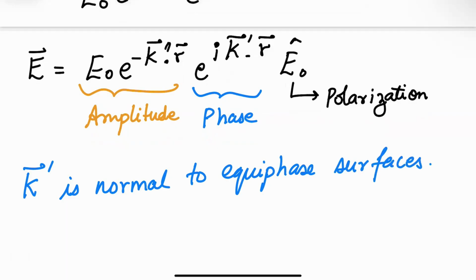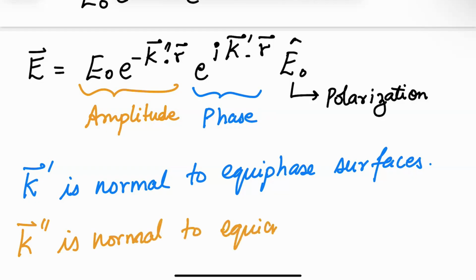Right? Because you take the gradient of this, or you can take the gradient of the whole thing, and that is along k prime. If you take the gradient of the amplitude term, that gives you k double prime, right? k double prime is normal to equi-amplitude surfaces.